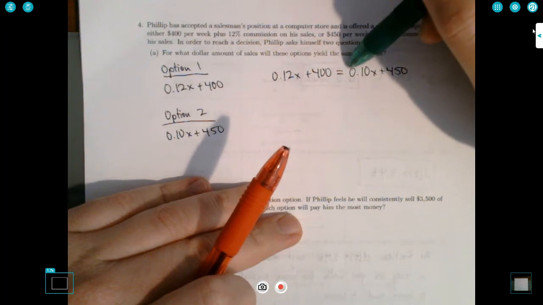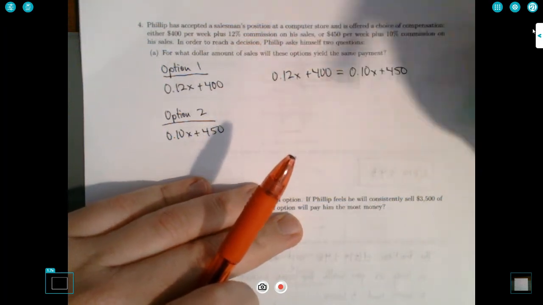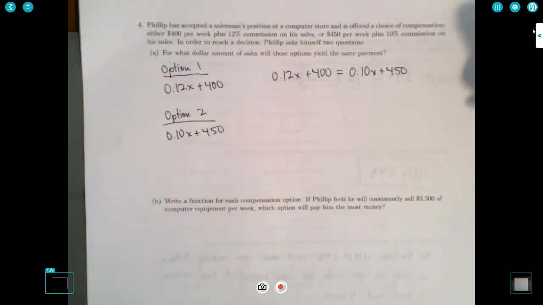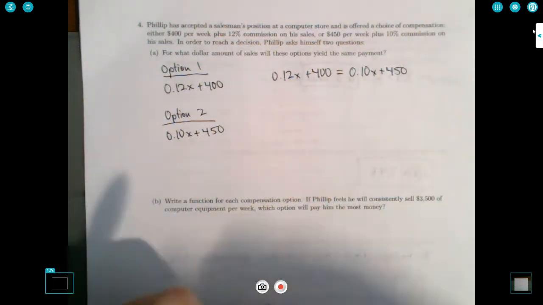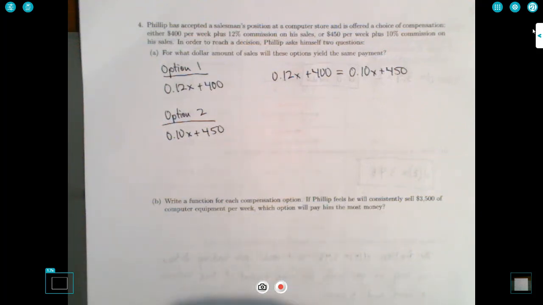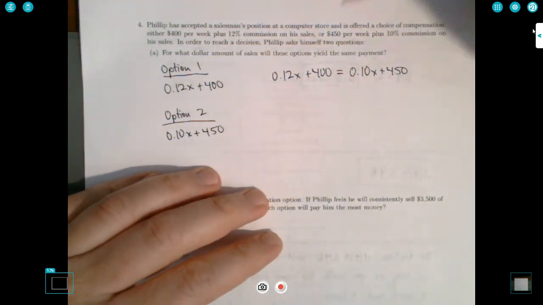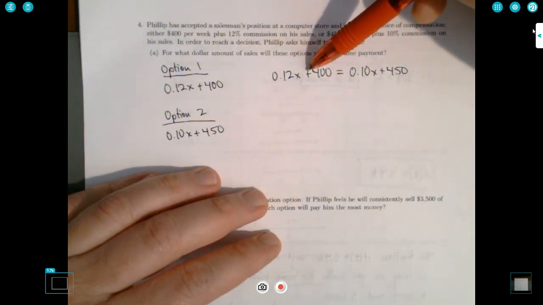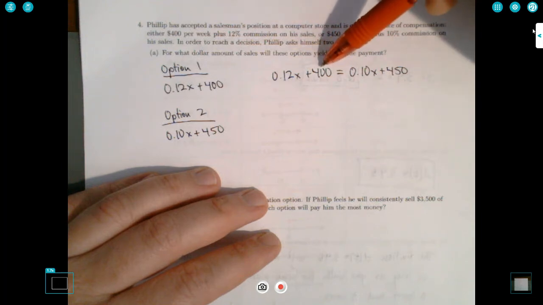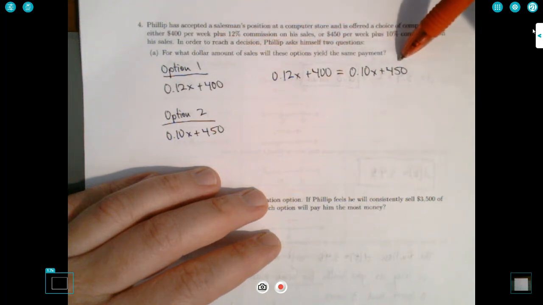So I want to get this term and this term together. And the way that I do that is I perform the opposite of the operation that I see. Actually, I think I'm going to start with the numbers just to make it more clear for those of you who are a little bit rusty on this. So I'm going to start by getting this 400 and this 450 together. Now currently I'm adding 400. I'm going to try to move this 400 over to this side.